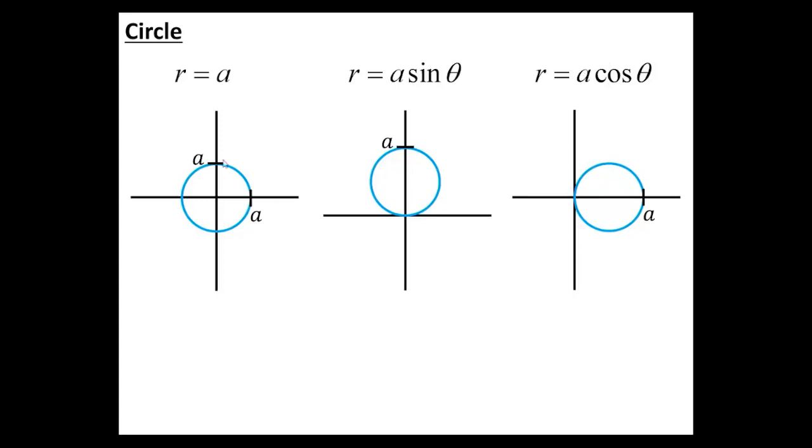So instead of the a being the radius like it is on this one, a is actually going to be the diameter when it's of this format. So whether it's r equals a number or r equals a number sine, a number cosine, it's going to be a circle. So from this point forward, I don't have to waste my time plotting points. If I see one of these three formats, I can just go ahead and sketch the graph real quick.